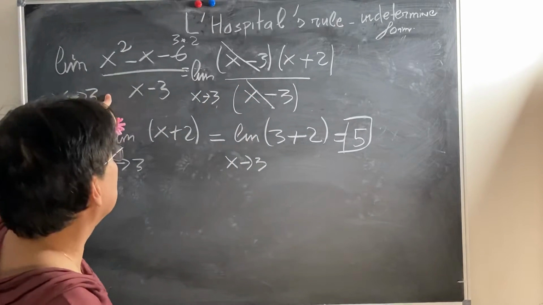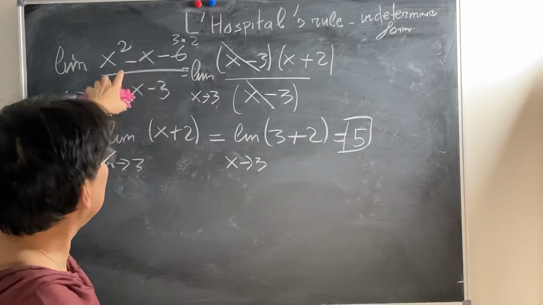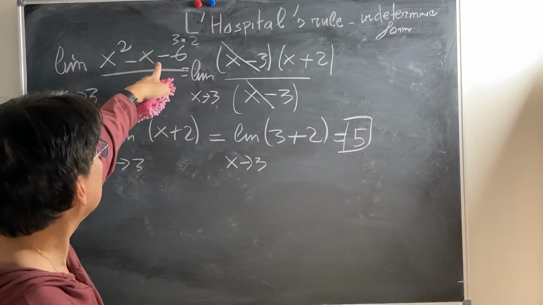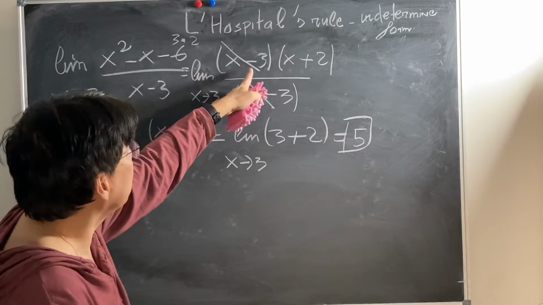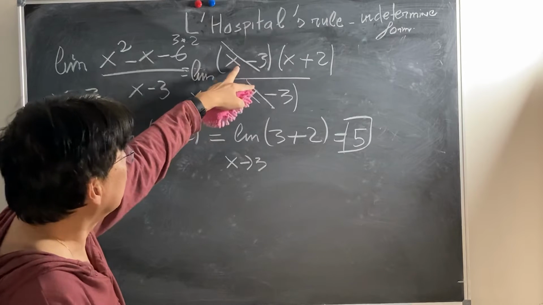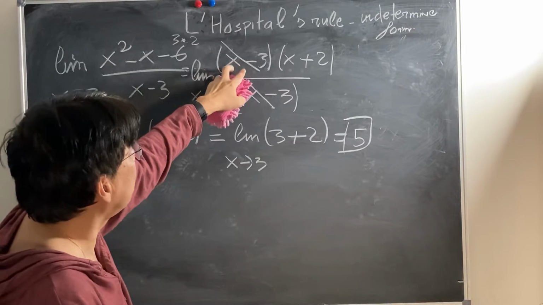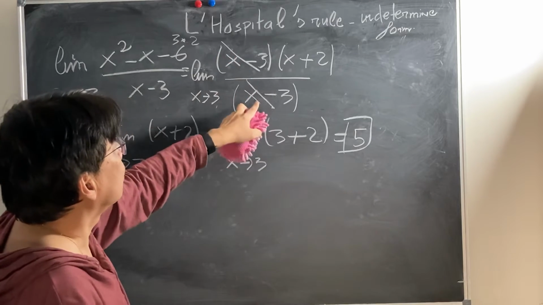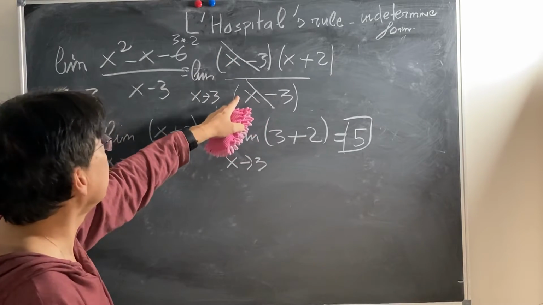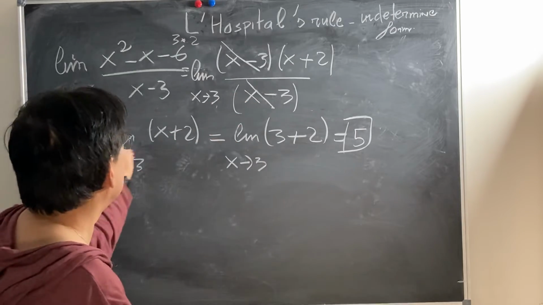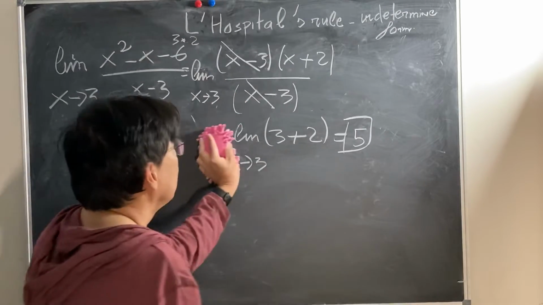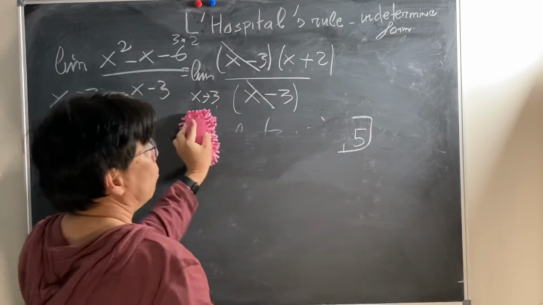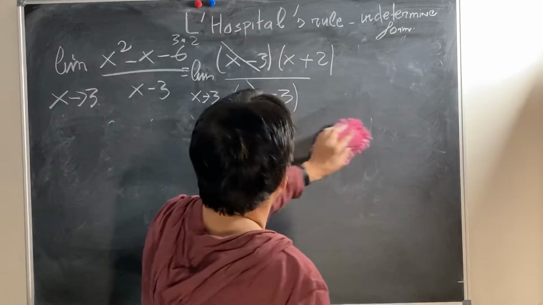But this one has a little trick. You need to factor the top, x squared minus x minus 6, and you must see that the top also has x minus 3 and the bottom also has x minus 3, then you cancel it. If you don't see this, you have to apply L'Hopital's rule straightforwardly. It's way easier.